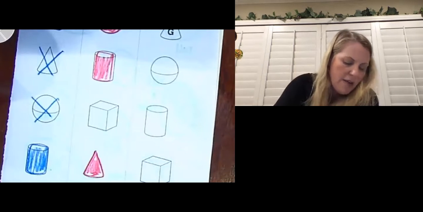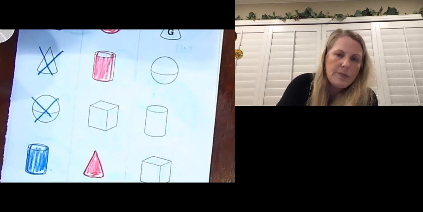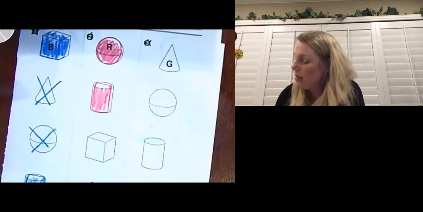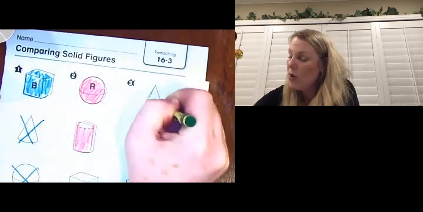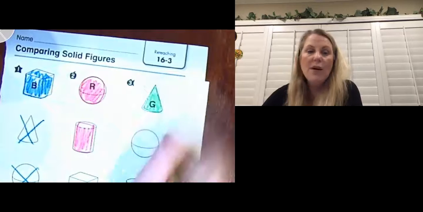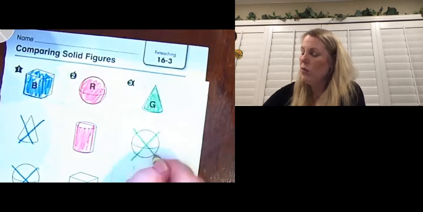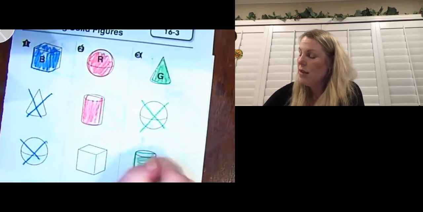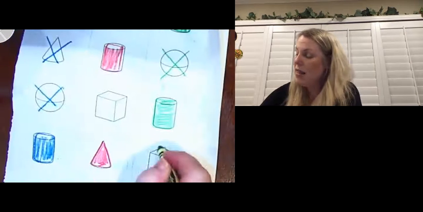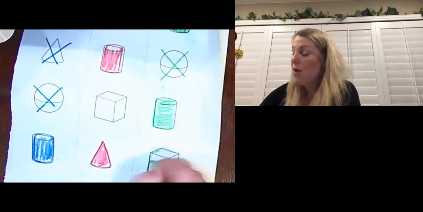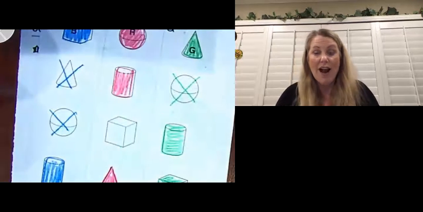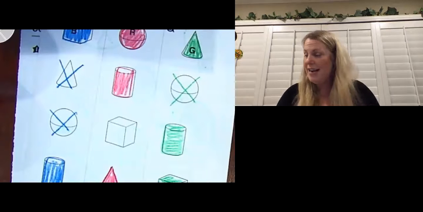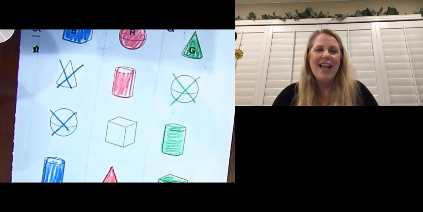Now we're going to get out a green crayon for G. And now it says, color the figure that can slide. So do you remember we slid that cone? Remember, a sphere cannot slide. It only rolls. We can slide the cylinder. And we can slide the cube. Now, if you have some of these objects around your house, I want to see you practice rolling, sliding, and stacking. I can't wait to see it.